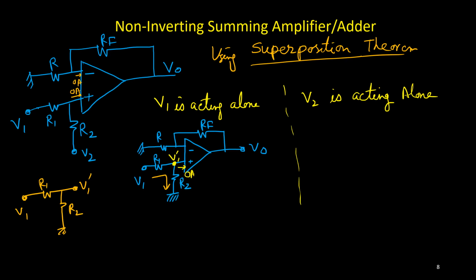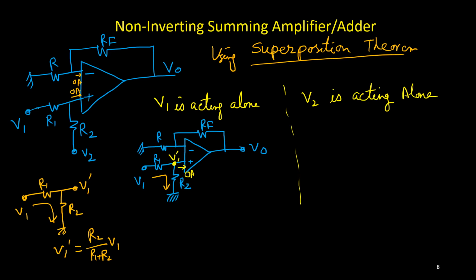So R1 and R2 in this case are connected in series because the same current will flow, and the voltage across R2 is your V1 prime. So V1 prime is simply R2 upon R1 plus R2 times V1. It's very simple.